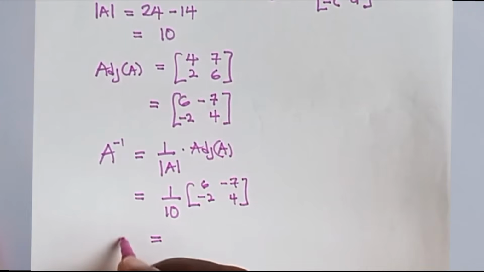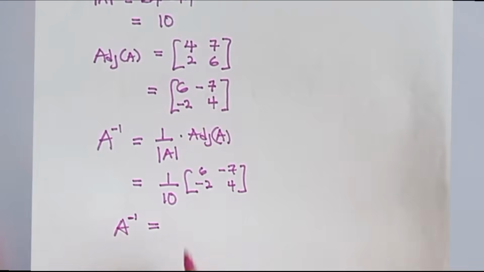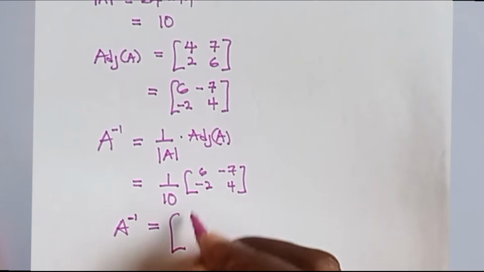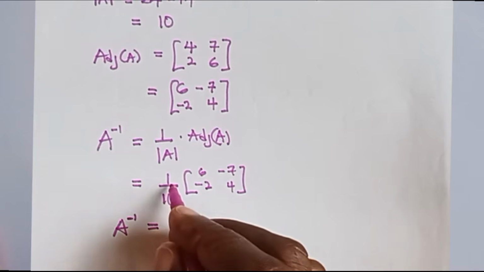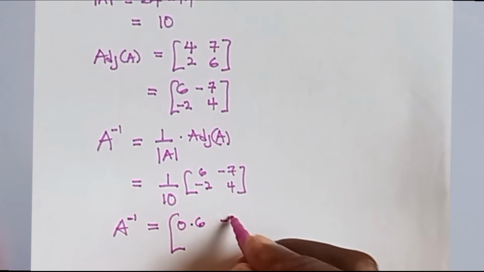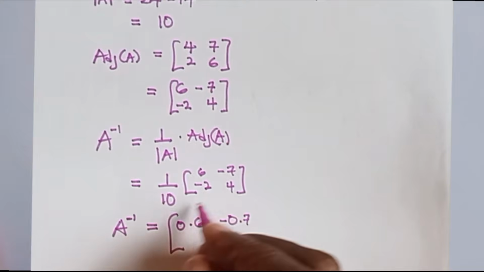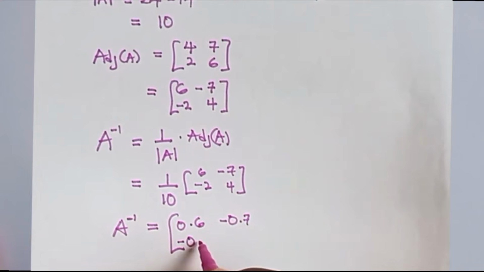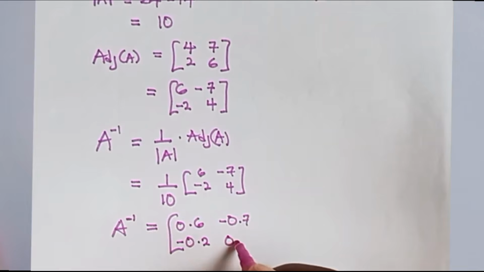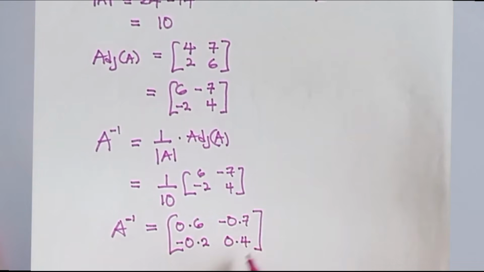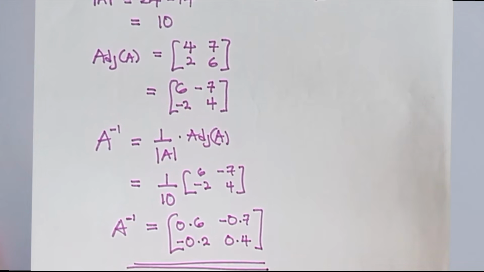Okay, so we can actually put this in decimal. We have to multiply each of these by 1 over 10. So 6 divided by 10 will give us 0.6. Minus 7 divided by 10 will give us minus 0.7. Minus 2 over 10 will give us minus 0.2. And then 4 over 10 will give us 0.4. Okay, so this is our final answer. We can now see that this is actually very simple.